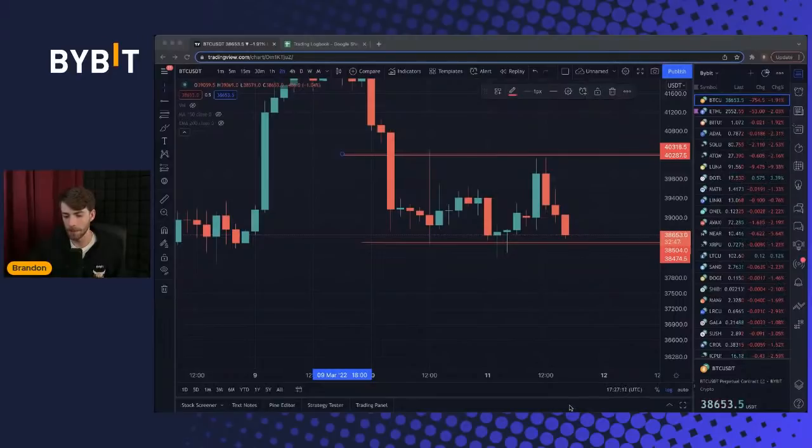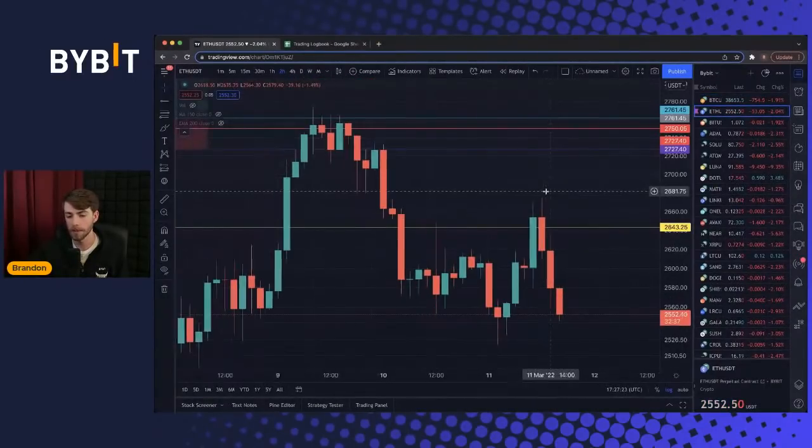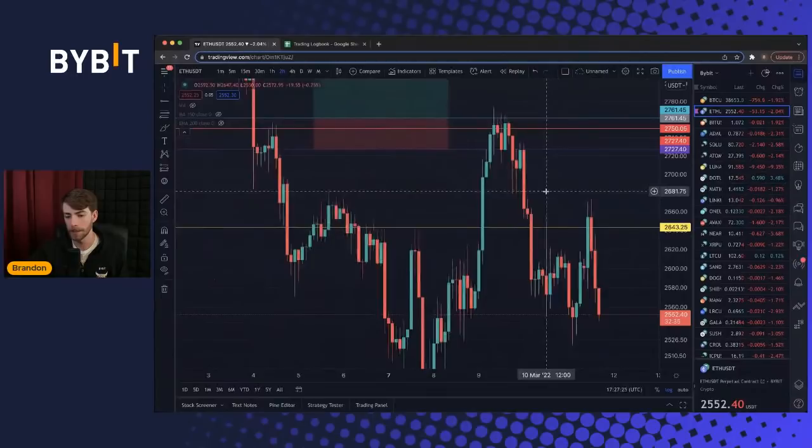He is an admin, but let's go ahead and take a look at Ether, and then we're going to take a look at Bitcoin, and I'm going to talk about some strategies that you guys can use for trading in general. So let's move over to ETH to US dollar Tether. This is on Bybit's pair.